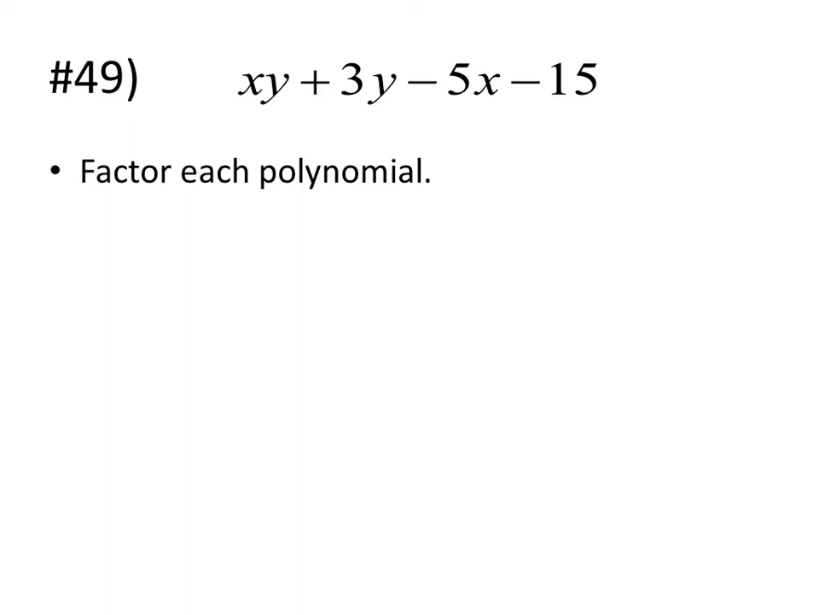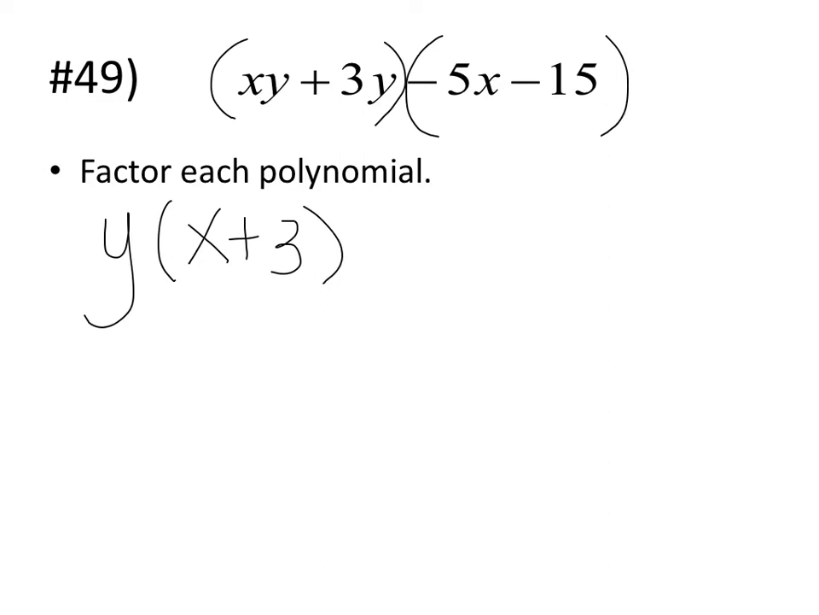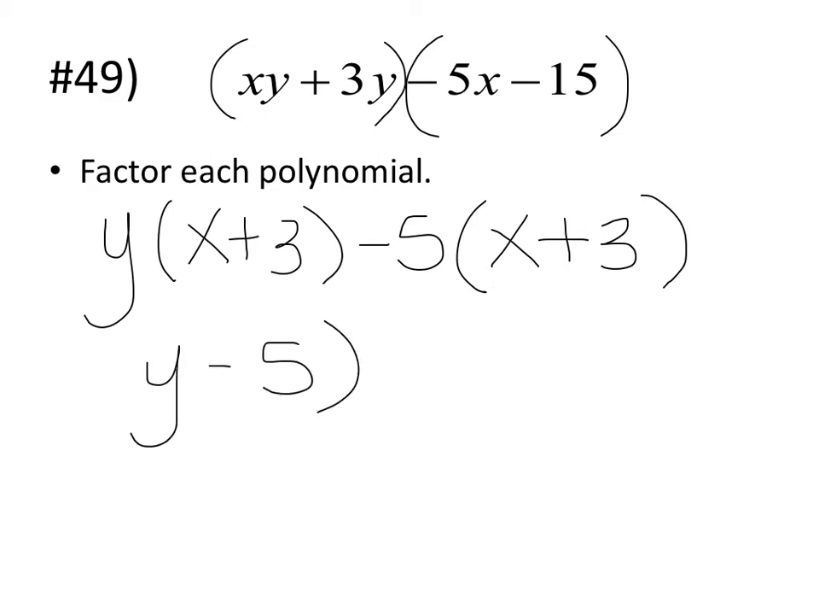All right, let's try. Now my third term is negative, so make sure you group that negative with the second group, and in your second binomial, you're going to be factoring out a negative. In my first binomial, I've got xy and 3y, so the only thing they have in common is y. What's left is x plus 3. And in the second binomial, I know I'm factoring out a negative. The only thing they have in common is 5, so I'm going to factor out a negative 5, and I'm left with x plus 3. So on the outside, I have y minus 5, and on the inside, I have x plus 3.